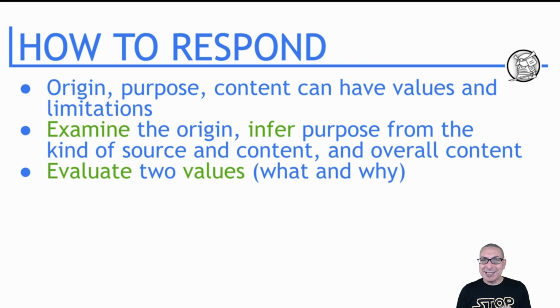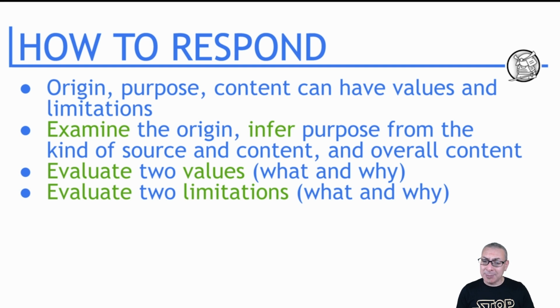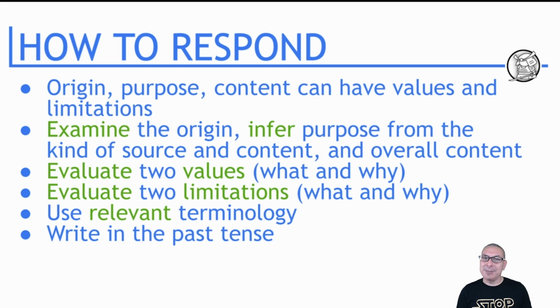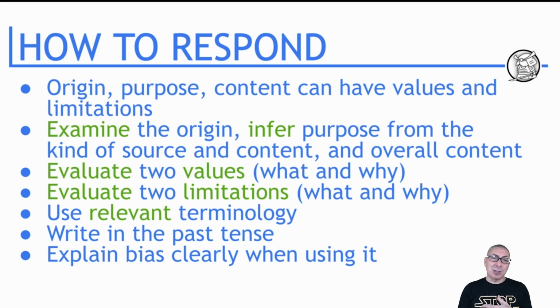Evaluate two values. This means you have to say what the value is and a value of what? Content, origin, purpose, and why that is a value. Explain it. Same thing for limitations. Evaluate two limitations. What are the limitations and why are they limitations? Explain it. Be sure to use relevant terminology. The origin of the source is, a value of the content is. Make sure you write in the past tense. This is very, very important. If you use bias, be sure to explain it very clearly. Something is biased. You can't just say it's biased. You have to explain it.